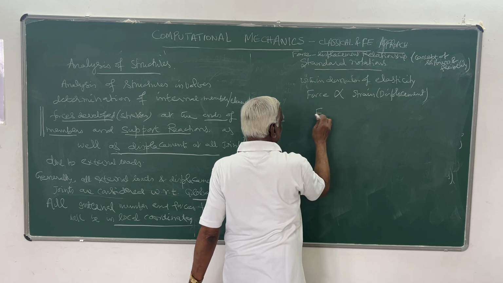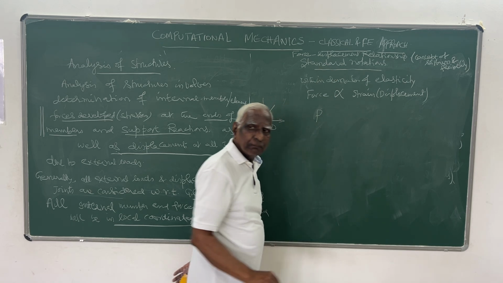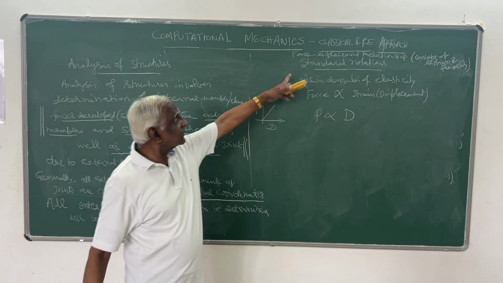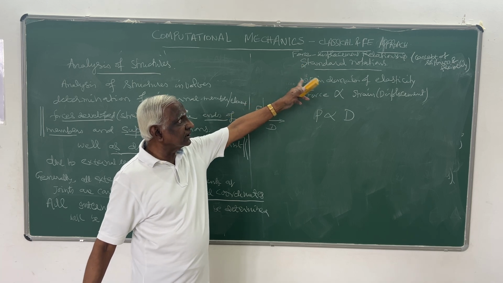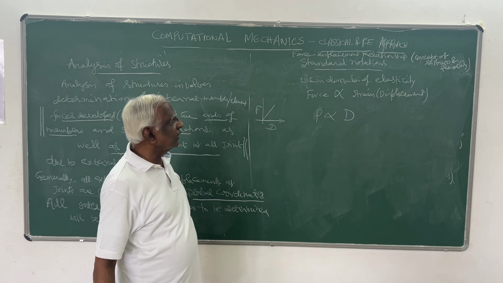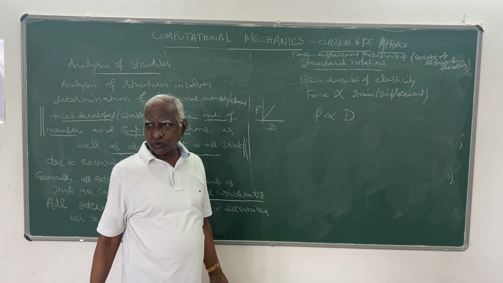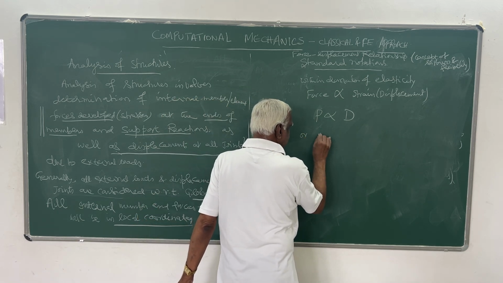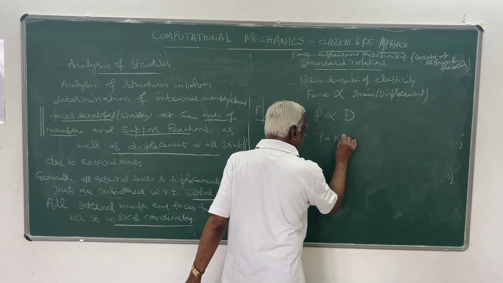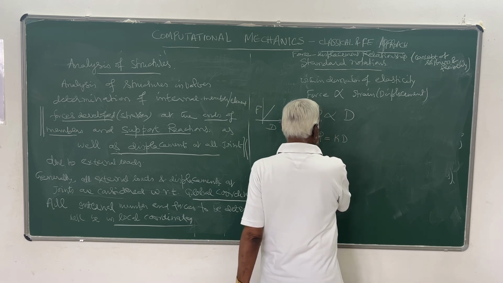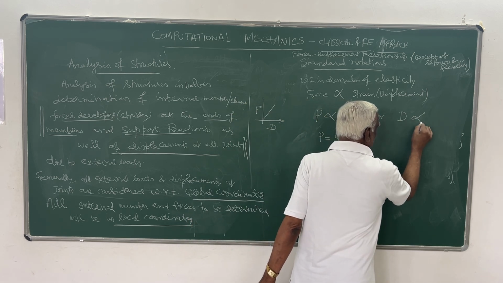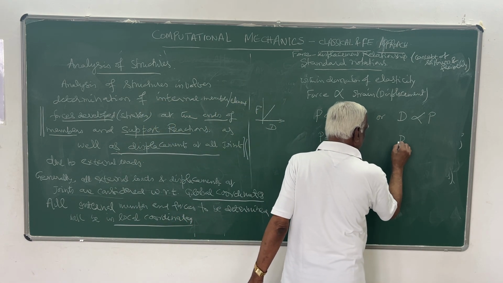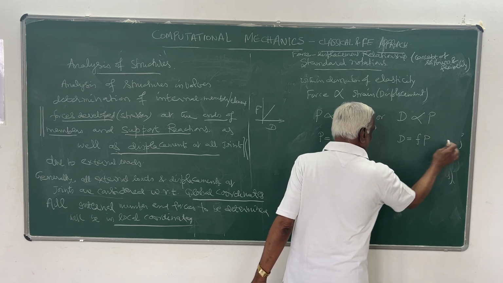That is, if I use the notation for force as P, displacement as D. That's what I am defining here. Force displacement relationship, standard notation. So we can always say P is proportional to D within the elastic domain. So P is equal to KD, or conversely D is proportional to P. So D is equal to some constant into P.